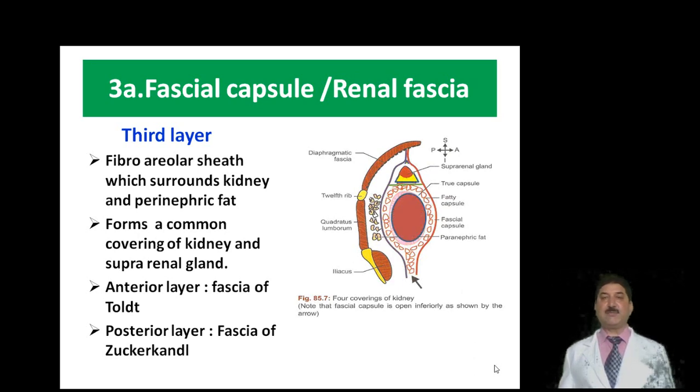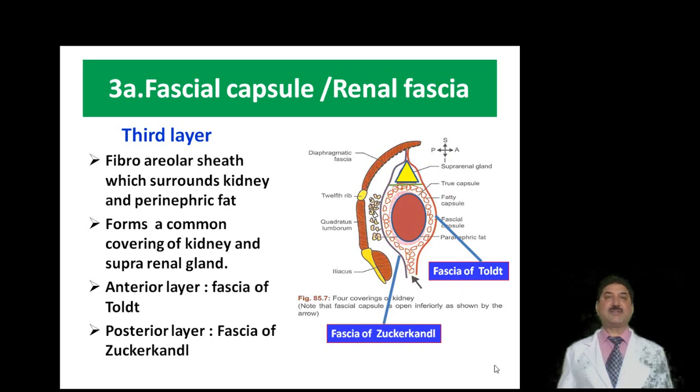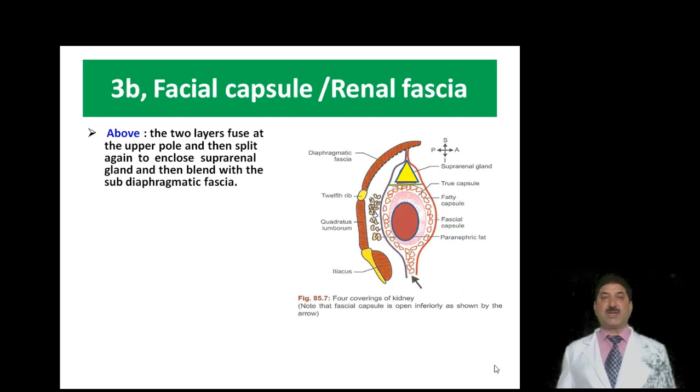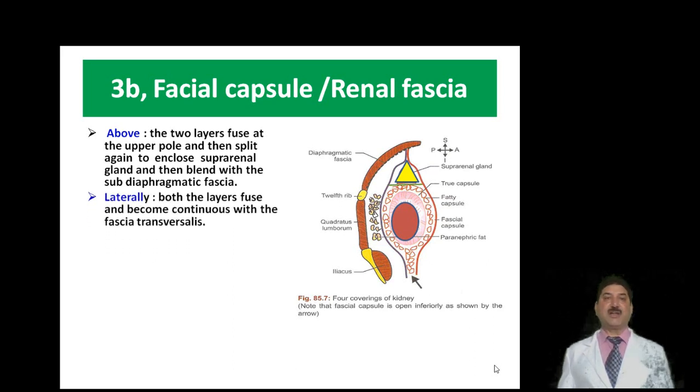As shown in this diagram, it surrounds both the kidney and suprarenal gland. Between the kidney and suprarenal gland, there is a fascial septum. The anterior layer of this fascia is called the fascia of Toldt, and the posterior layer is called the fascia of Zuckerkandl. Above, the two layers fuse at the upper pole and then split again to enclose the suprarenal gland and then blend with the subdiaphragmatic fascia.